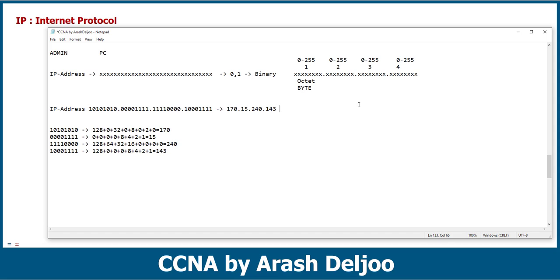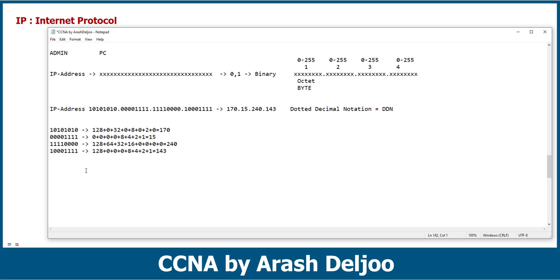As you can see here, we are using decimal values, and besides decimal we are using dots. Because of that, we call this method of presentation of the IP address dotted decimal notation, or DDN. Maybe in some documents you see the DDN presentation or DDN notation. What is the DDN? Dotted decimal notation. One IP address that is converted to decimal values and also separated with dots. This is the dotted decimal notation.